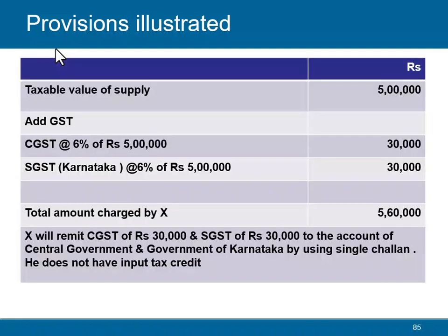Will be shown as follows. तो ये हो गया आपका, क्योंकि within Karnataka state में तो 5 लाख का बिल है, 6% CGST and 6% SGST Karnataka. ओके, so X will remit CGST of 30,000 and SGST of 30,000 to the account of central government and government of Karnataka by using a single challan. He does not have any input tax credit.